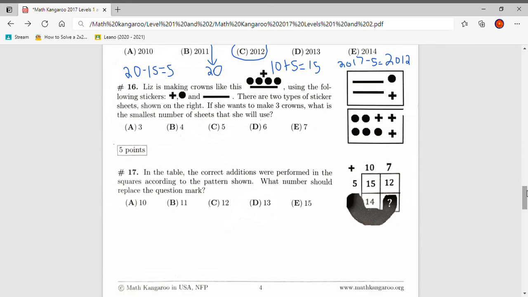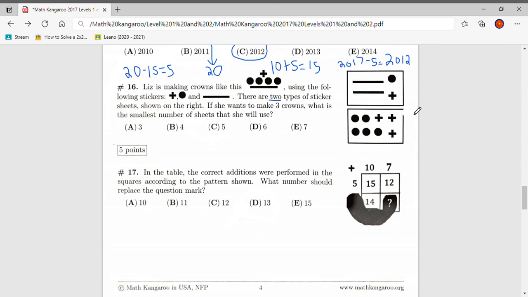Number 16, last 4-point problem. Liz is making crowns like this, using the following stickers: a plus, a circle, and a line. There are 2 types of sticker sheets shown on the right. So they don't consider this 1 sheet, but they consider it 2. If she wants to make 3 crowns, what is the smallest number of sheets that she will use?